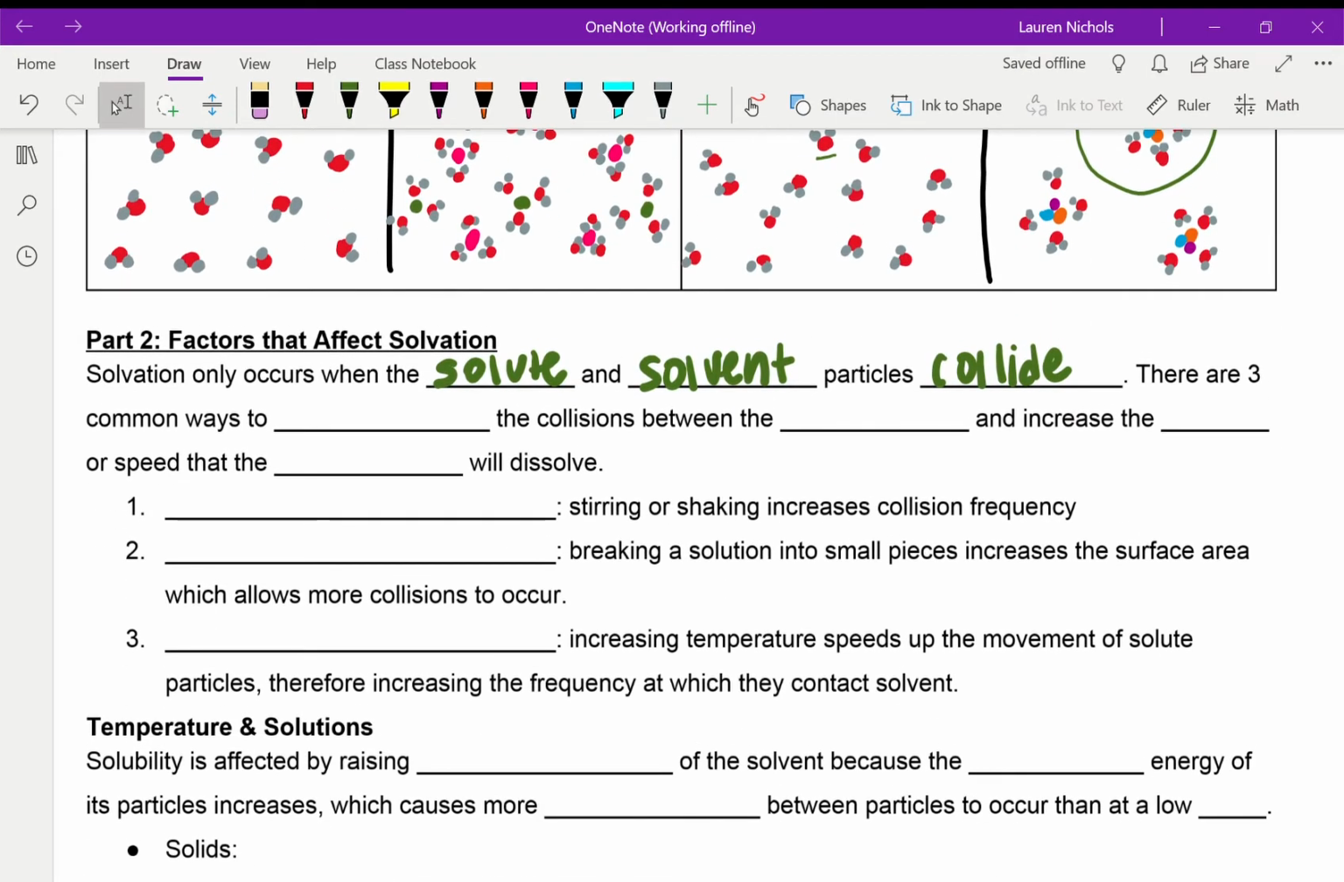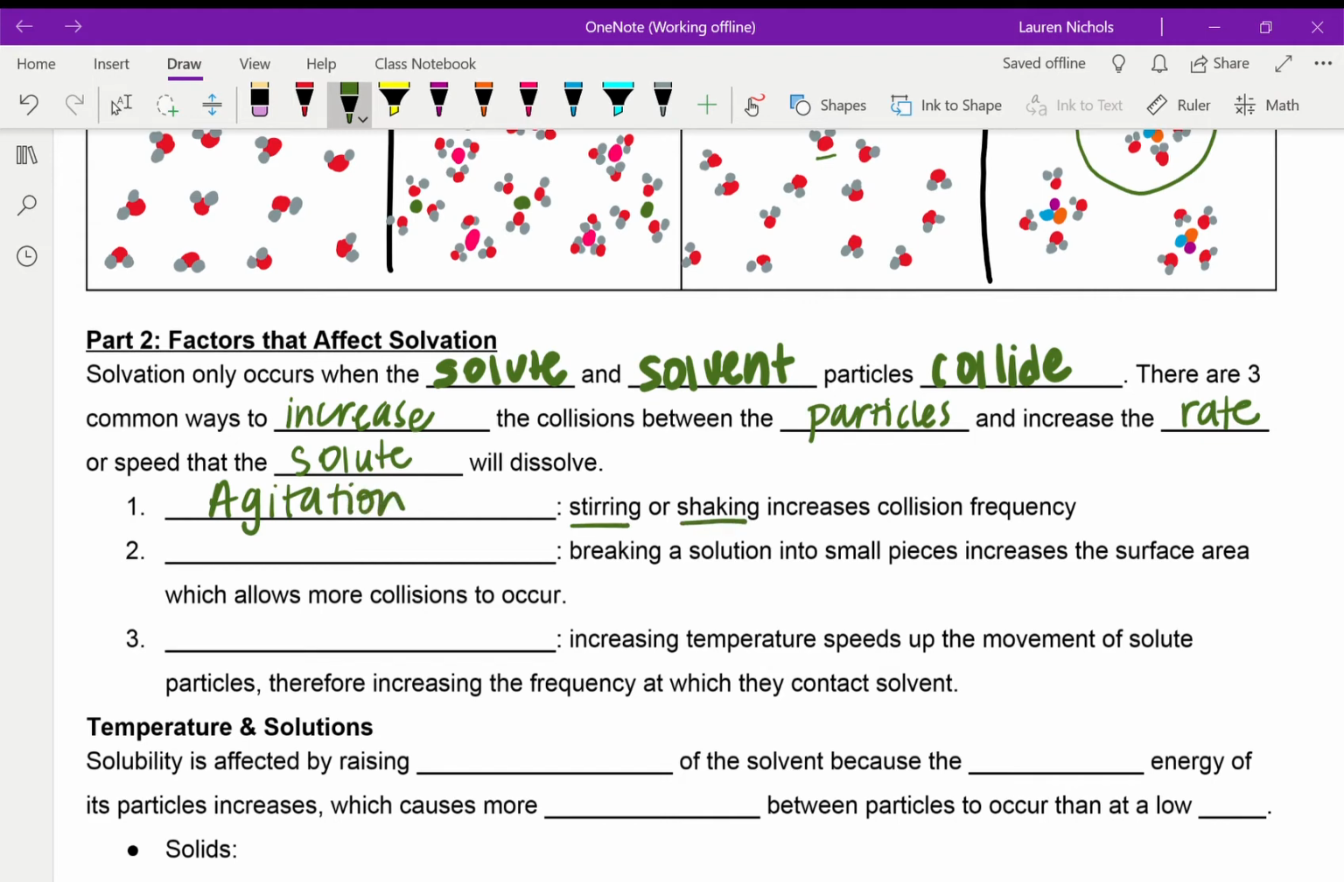And so there are three common ways to increase the collisions that occur between the particles. And these are going to be pretty familiar to you because if you've ever made Kool-Aid or sweet tea or any kind of beverage where you've mixed something, then you've probably done this. And so when we are increasing the collisions, what we're doing is we're increasing the rate or the speed that the solute will dissolve. And so the first way to increase the rate or increase the number of collisions is through agitation. So this could be stirring or shaking.